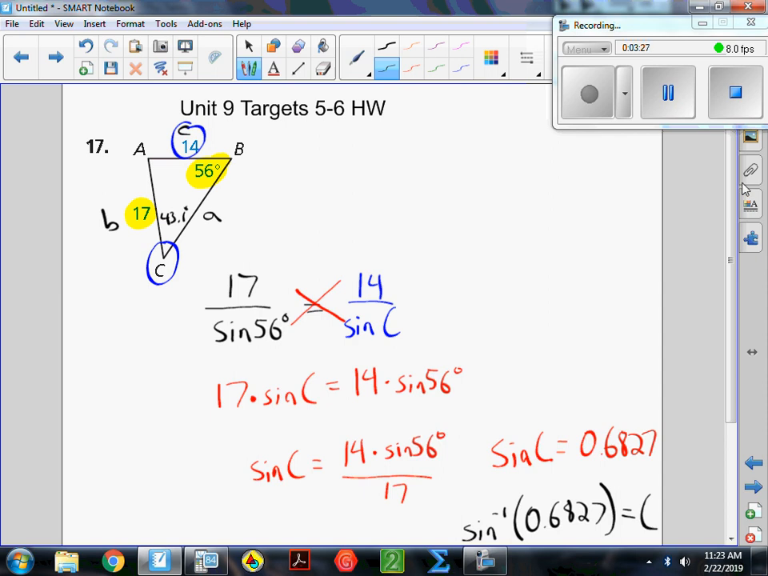And now, again, because I have two angles in a triangle, I can find the third angle, 180 minus the sum of the other two, 56 plus 43.1. Use my other calculator for that. And I get 80.9. So angle A is equal to 80.9 degrees.